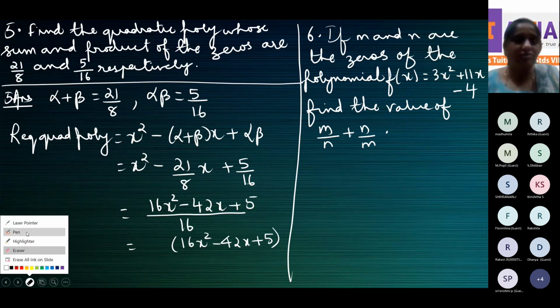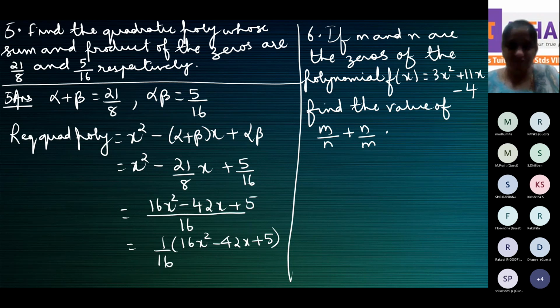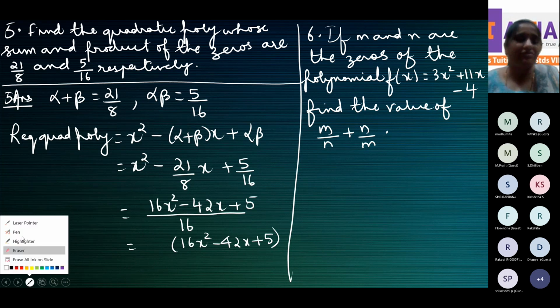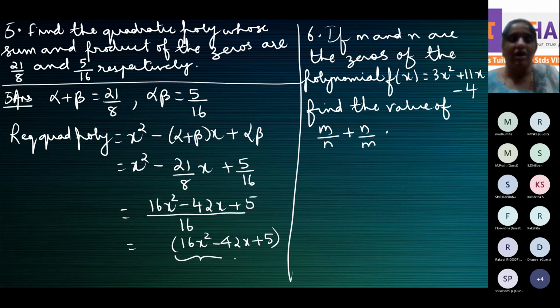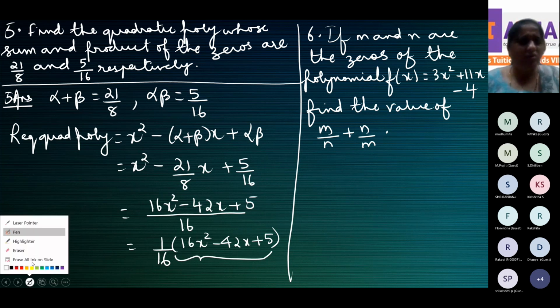Whatever are the zeros of this one, the same will be the zeros of this one also, because this polynomial is just multiplied by 1 by 16. A constant 1 by 16. So whatever are the zeros, and the sum and product of the zeros for this, the same will be for this one also, 1 by 16 into this. So you can have it or you can remove it.